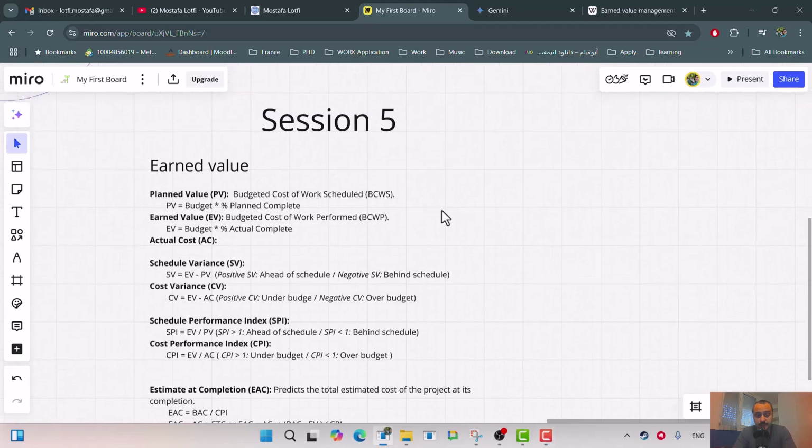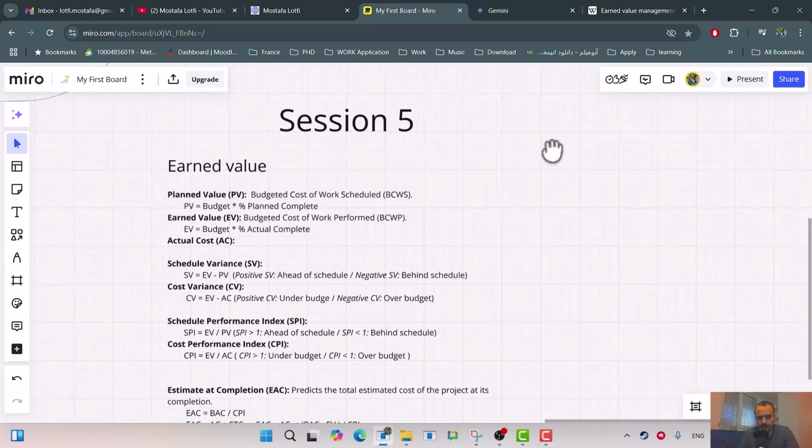Now I want to discuss with you a very important concept and a very important tool in project management. Although you can use it for different concepts as well, it is very well known in project management, especially when you want to control your project. And the topic is earned value.